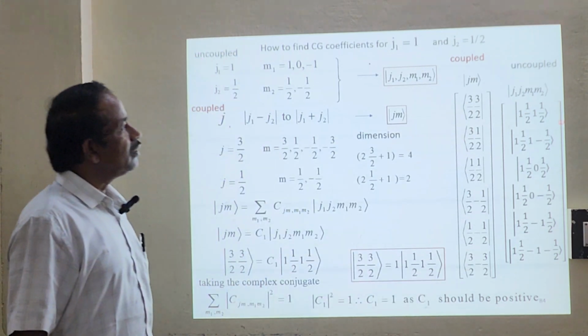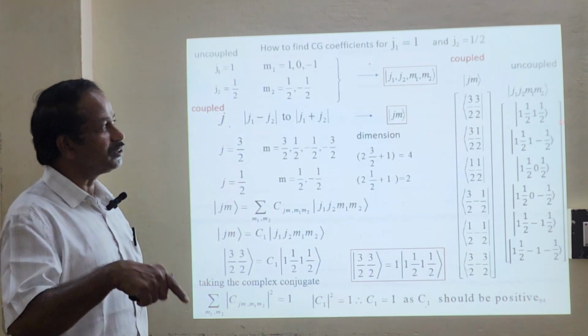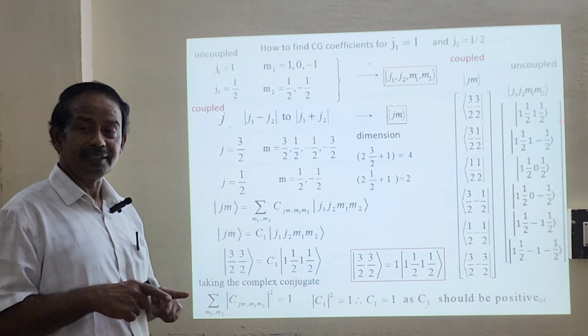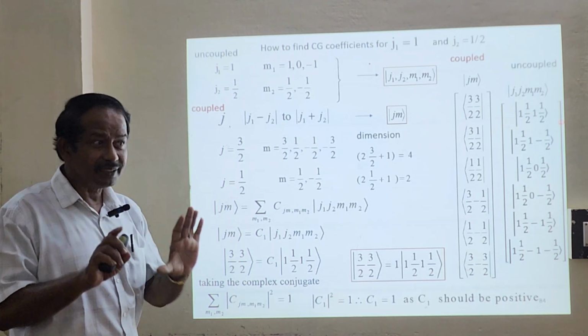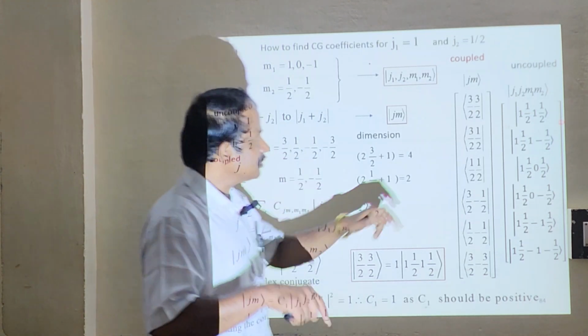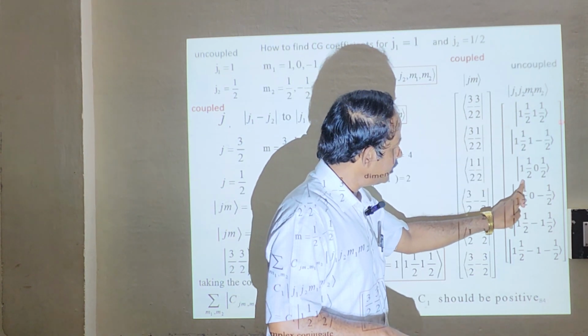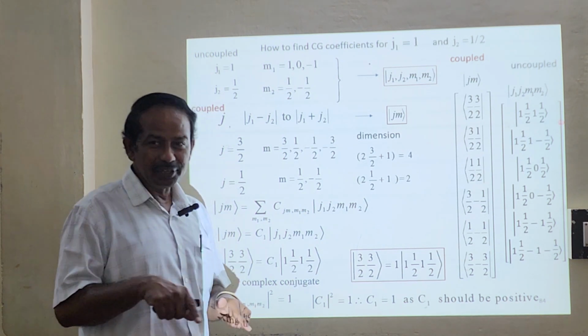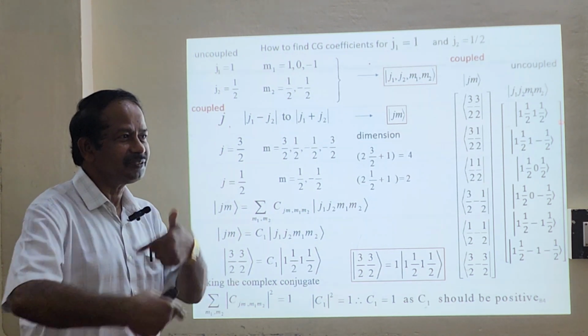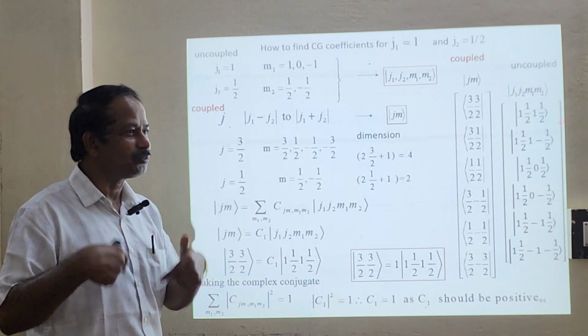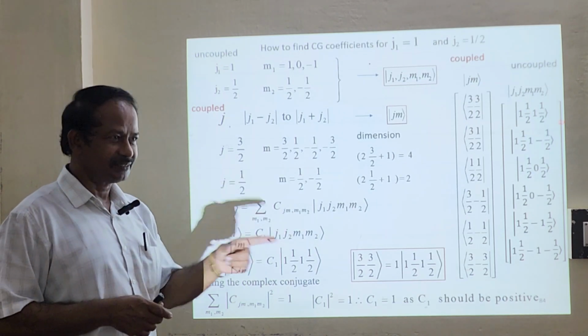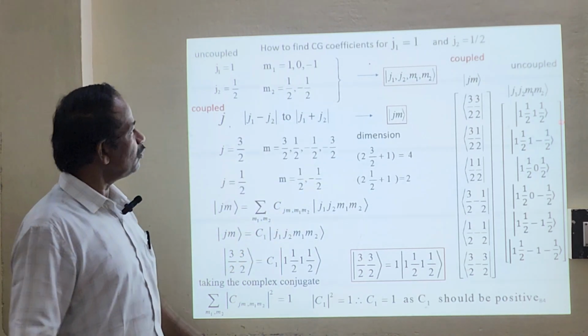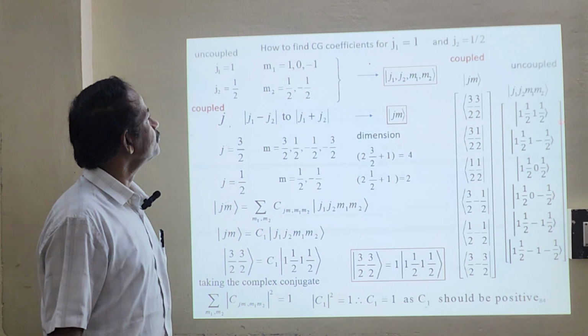Then we will go for uncoupled one: J1, J2, M1, M2. As I said earlier, J1, J2 will remain constant throughout. See, 1, 1/2; 1, 1/2; 1, 1/2; 1, 1/2, throughout. What is changing? M1 and M2 alone are changing, because this is spherical harmonics. Direction alone will change. We'll give the projection vector. So it's very clear.